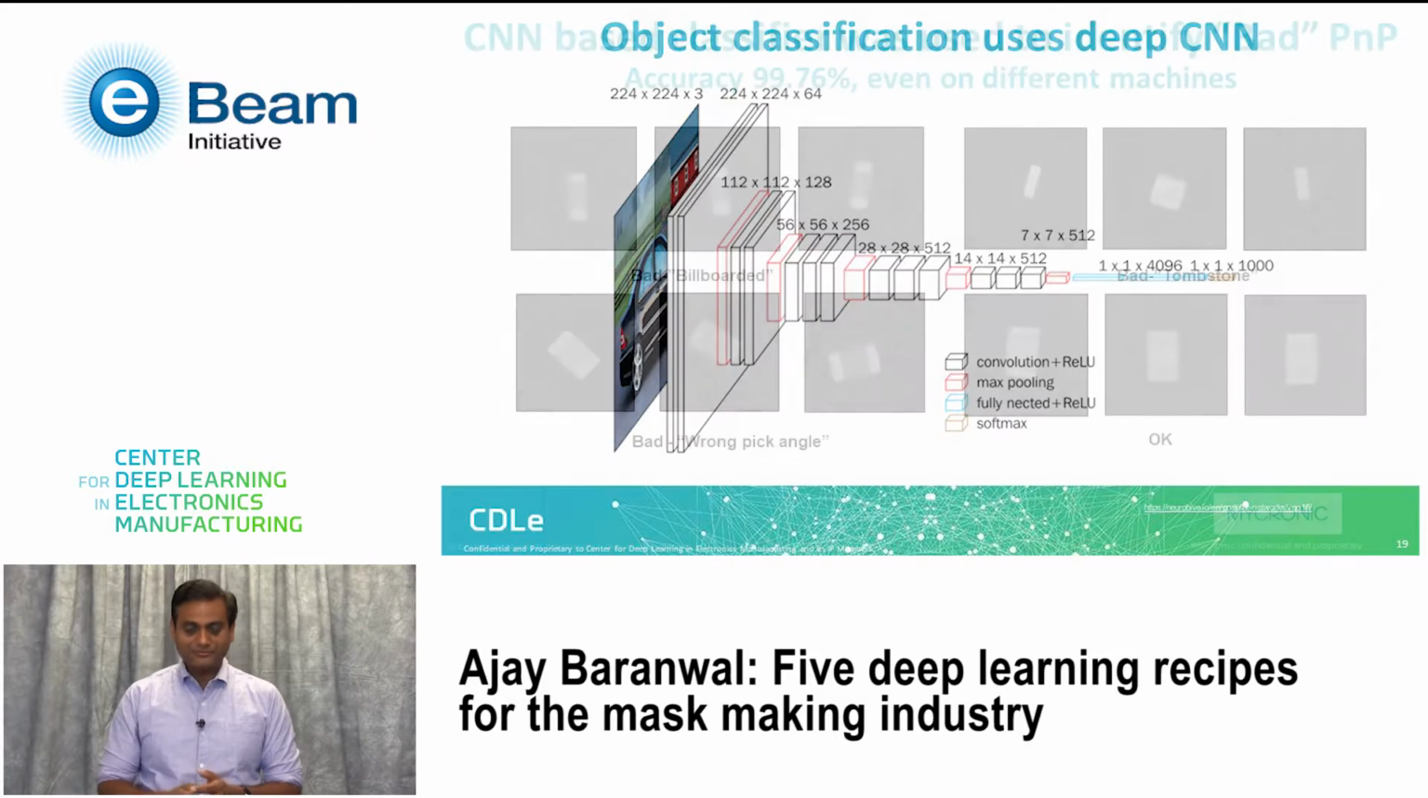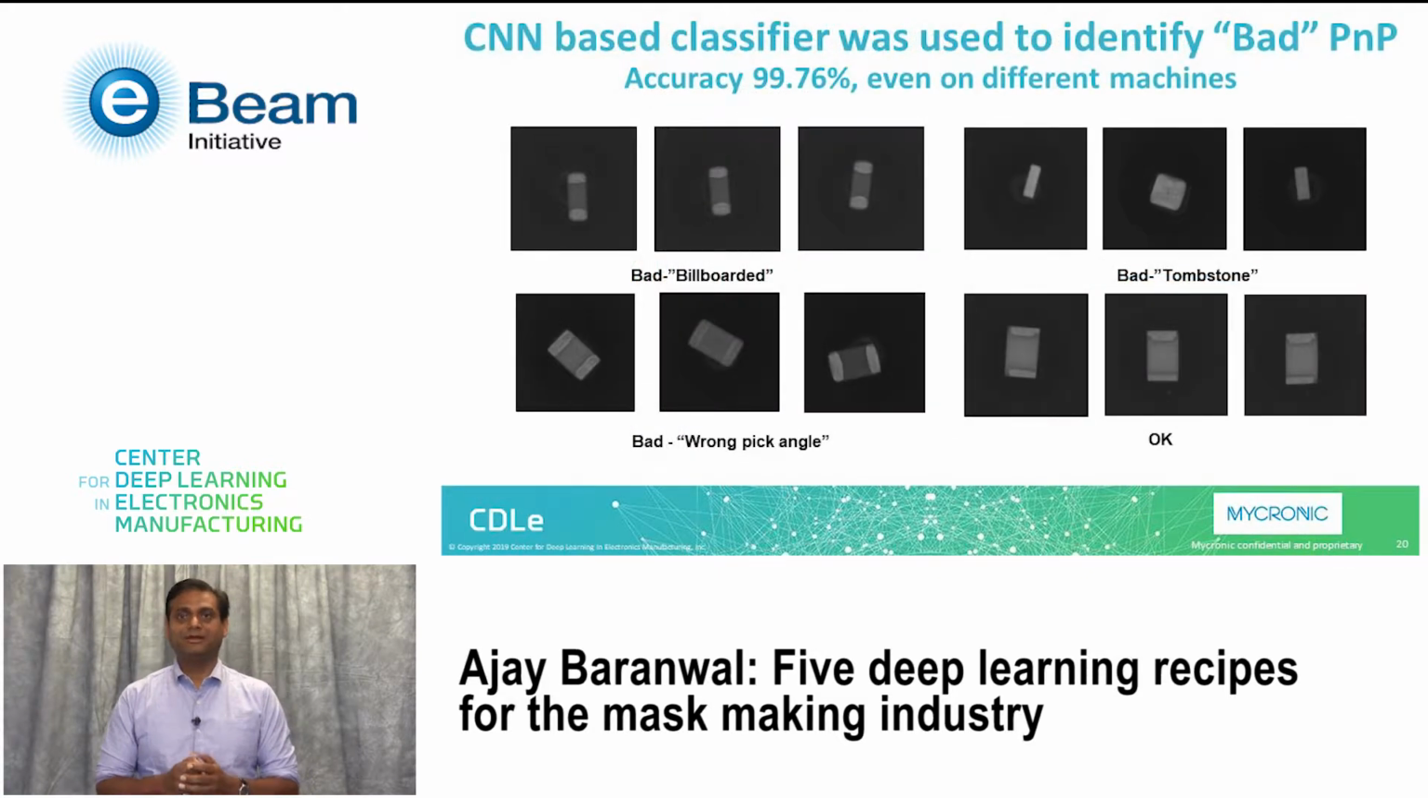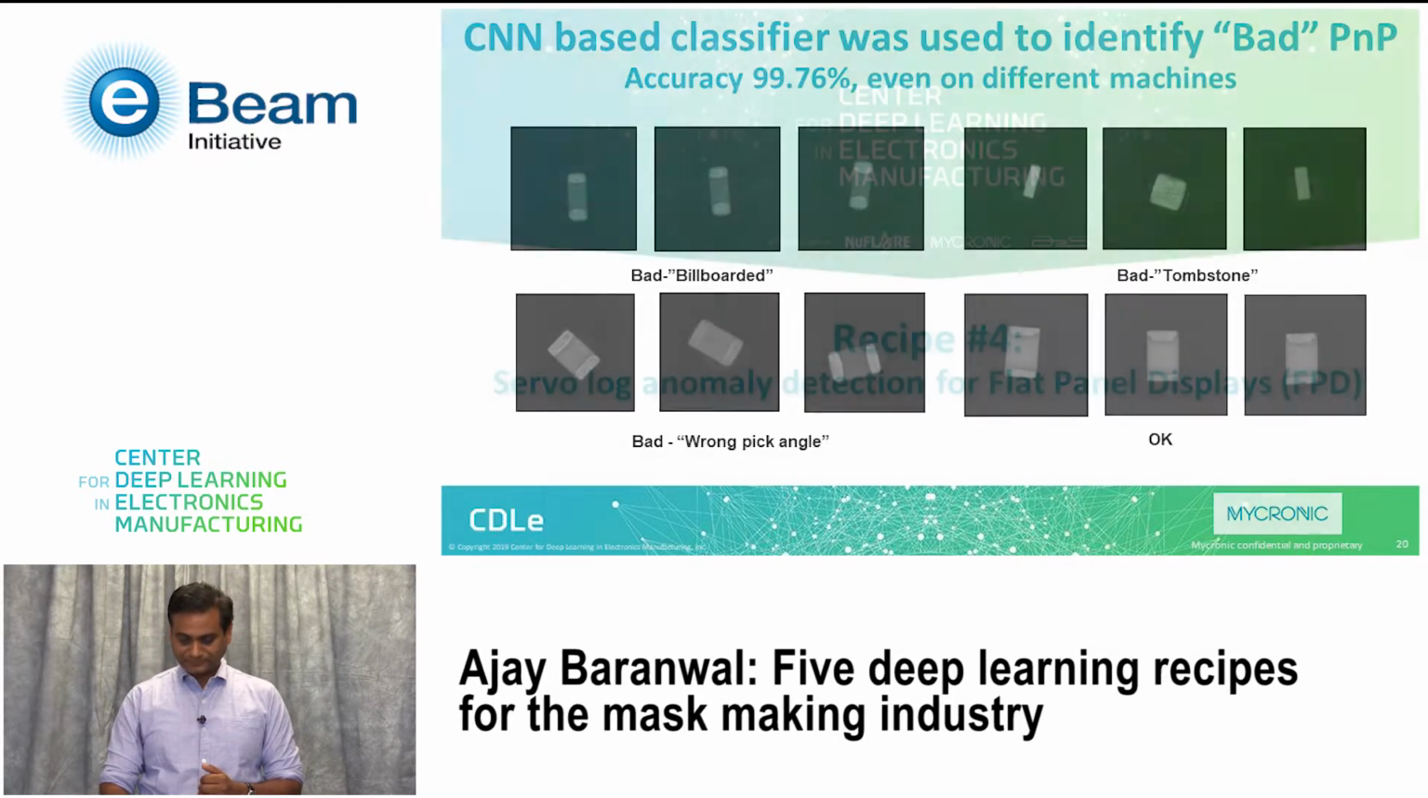Using that, we were able to achieve 99.76% accuracy, which was pretty promising and awesome, because even human accuracy is 90% to 95%, and this was 99.76%. You can see some examples of badly picked components like billboarding, tombstone, wrong pick angle, and then also an example of OK.